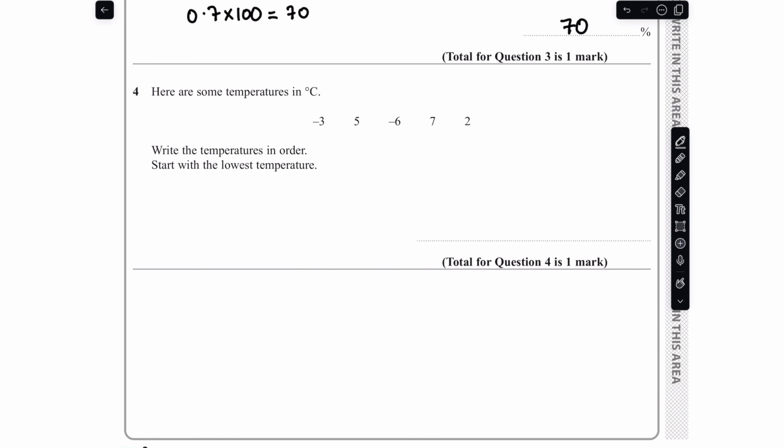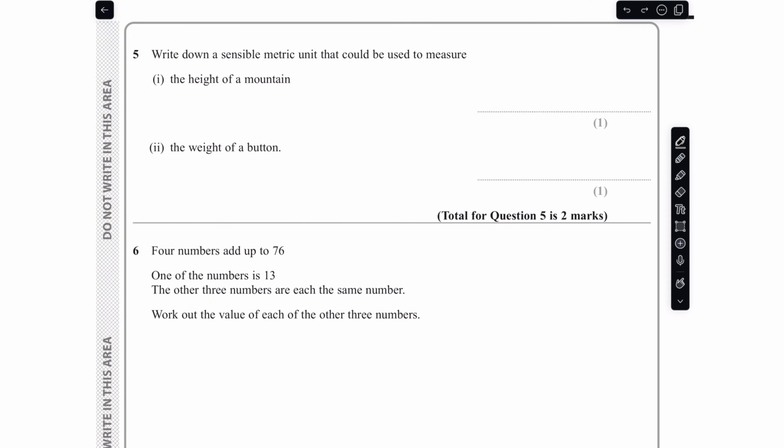In question 4, we are given some temperatures in degrees Celsius. Write the temperatures in order, starting with the lowest temperature. So remember that the lowest temperature is the largest negative number. So in this case, we're starting with -6, and then we have -3, and then 2, and then 5, and finally 7.